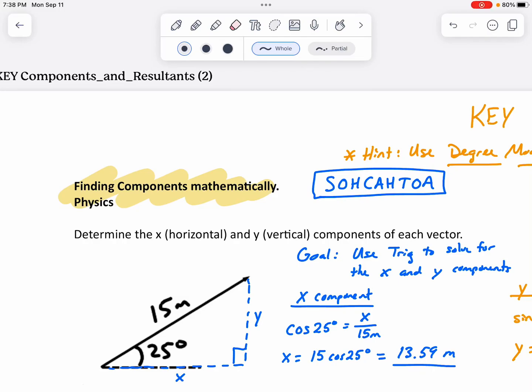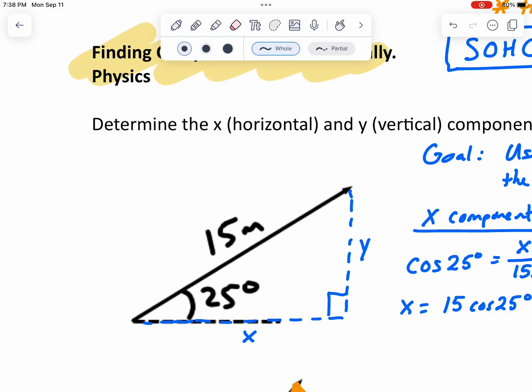I want to take you through one of the key ideas with vectors. We all know that vectors have sides, like a horizontal and a vertical component. They add up to make a resultant, like you see here, the x and the y come together to make a 15. But it's really important to go the reverse.